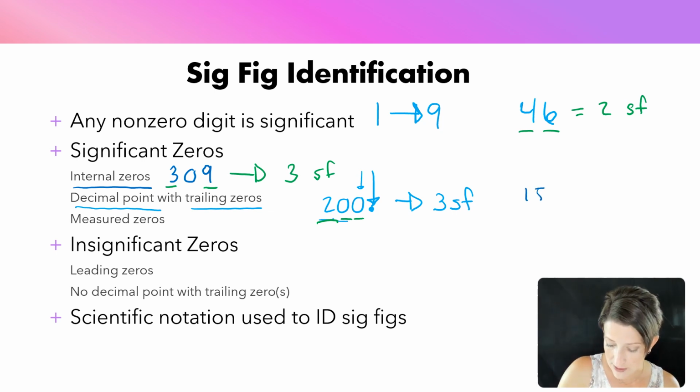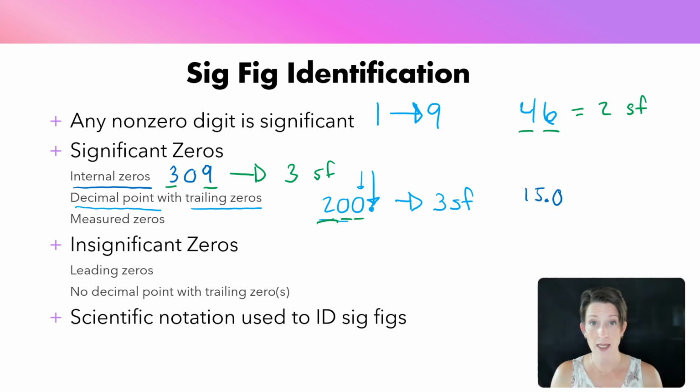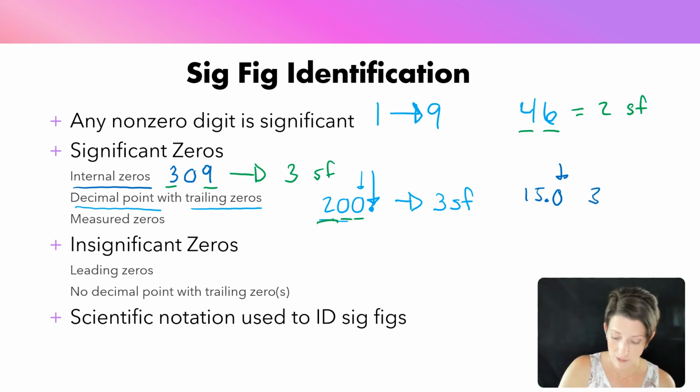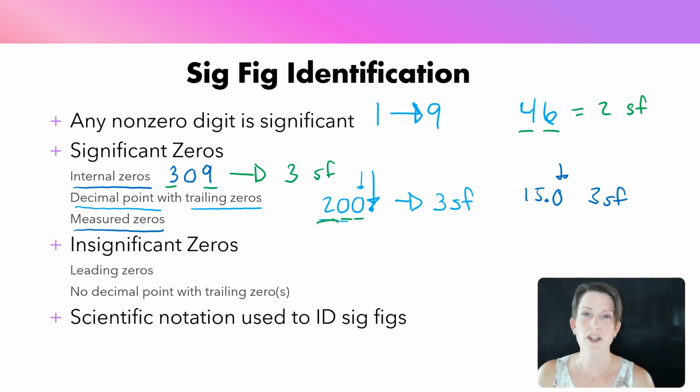If we had 15.0, same concept. We had a measuring device that had a line for the tens, a line for the ones. The estimated digit fell to the tenths. If we interpreted that as a 1 or as a 0, that 0 is still significant. It is measured. So we still have 3 significant digits. The other one is a measured 0. So if we measure something, especially temperatures, where the temperature is 0.0, those zeros are significant because they measured the temperature at 0 degrees Celsius, whatever those happen to be.